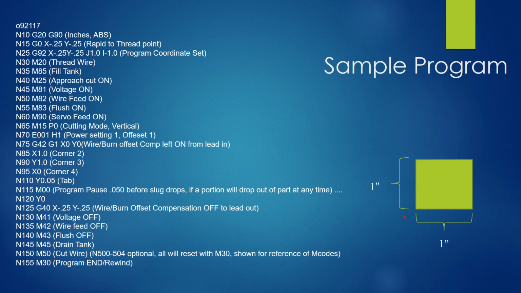The M81 turns our voltage on, our wire feed, our flush, so 82, 83, coming right down here. And then we're going to have servo feed on, which I would recommend. That's going to change your feed rate based on the cutting conditions. If it notices it's cutting well, it's going to keep that M90 on.